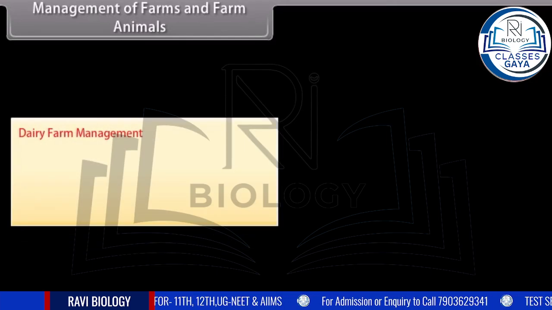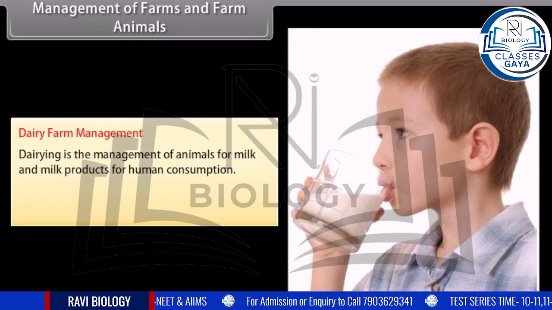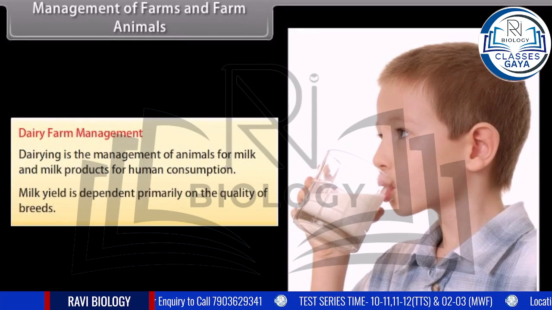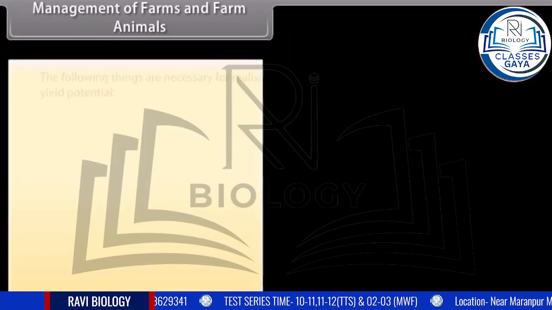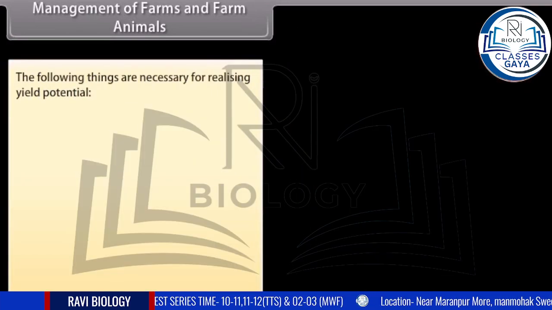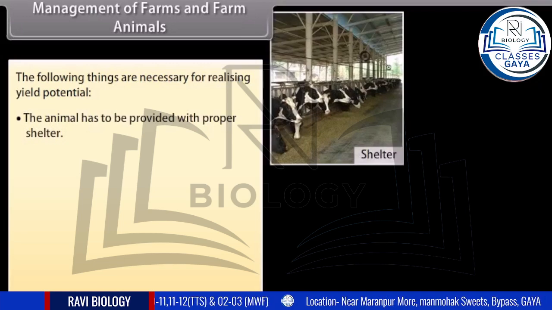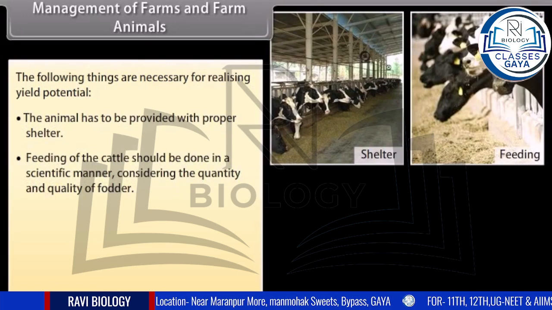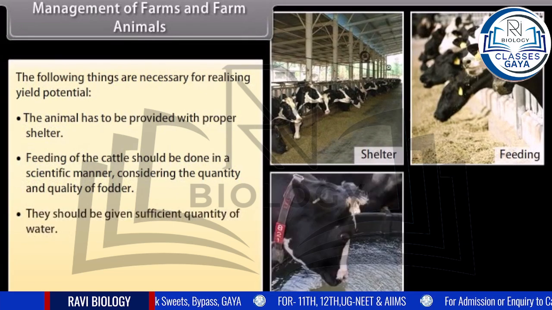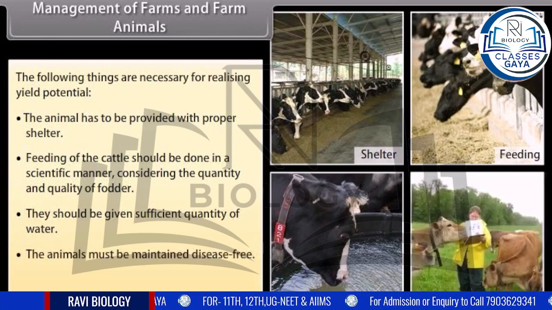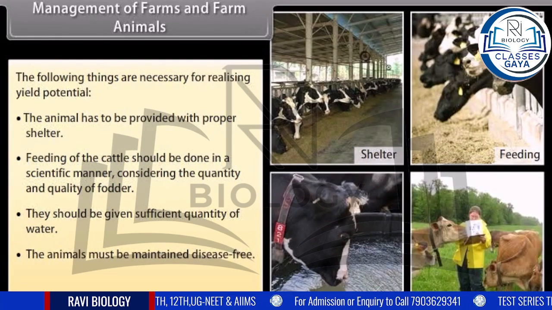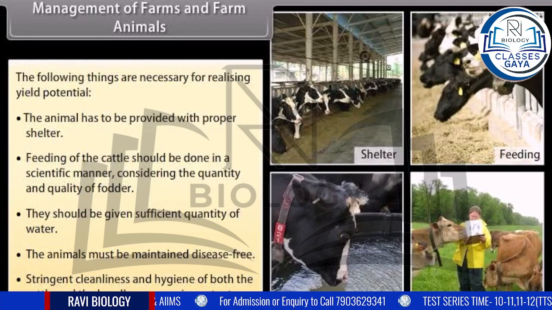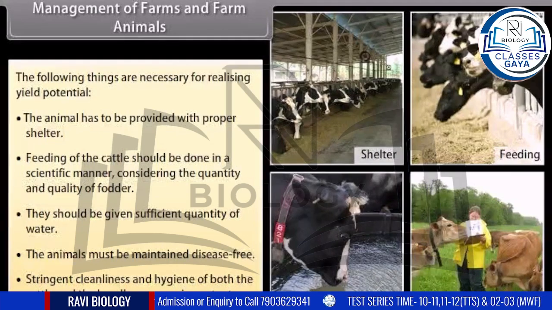Dairy farm management. Dairying is the management of animals for milk and milk products for human consumption. Milk yield is dependent primarily on the quality of breeds. The following things are necessary for realizing yield production. The animal has to be provided with proper shelter. Feeding of the cattle should be done in a scientific manner, considering the quantity and quality of fodder. They should be given sufficient quantity of water. The animals must be maintained disease-free. Stringent cleanliness and hygiene of both the cattle and the handler are very important.